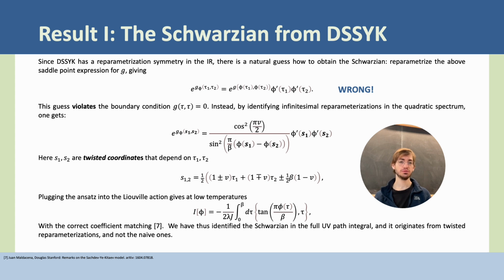We want to see how the Schwarzian emerges in the Liouville formalism in the IR. It's natural to guess that we need to reparameterize the ordinary time coordinates in the saddle point. But this is wrong since it violates the boundary condition. What we find is that the Schwarzian arises only from reparameterization of twisted coordinates, which are shown in the equation in the slide. This choice of coordinates is compatible with the boundary condition at low temperatures.